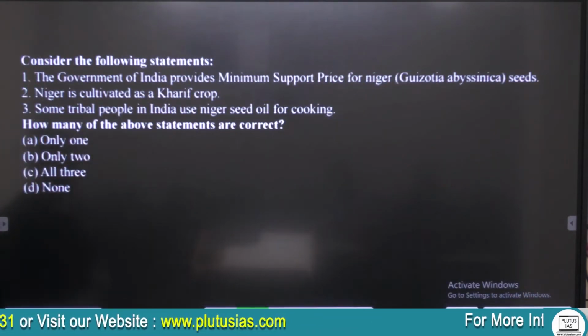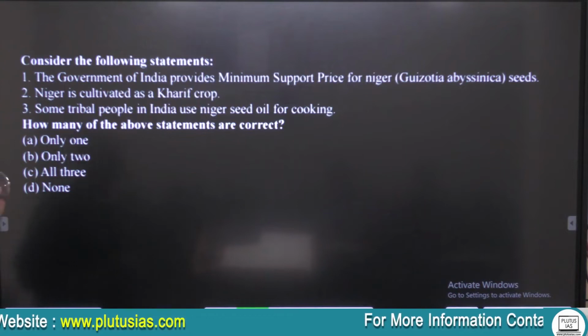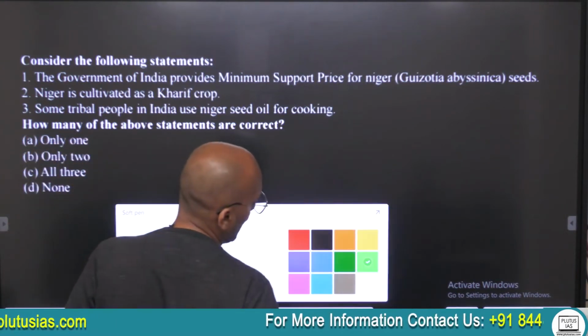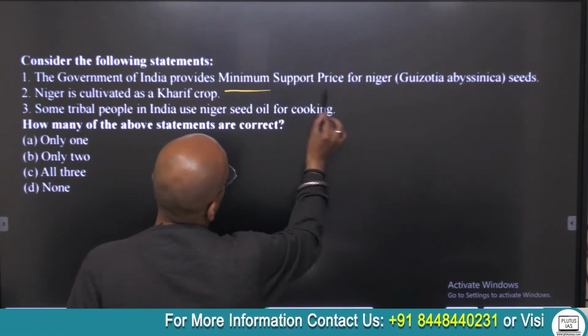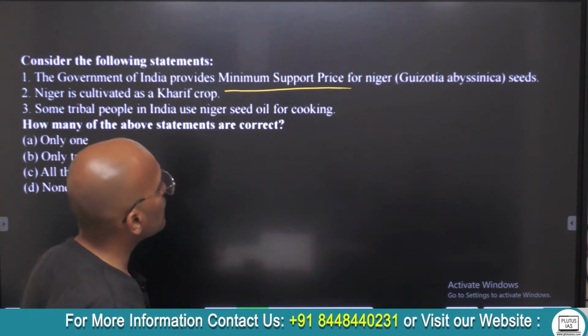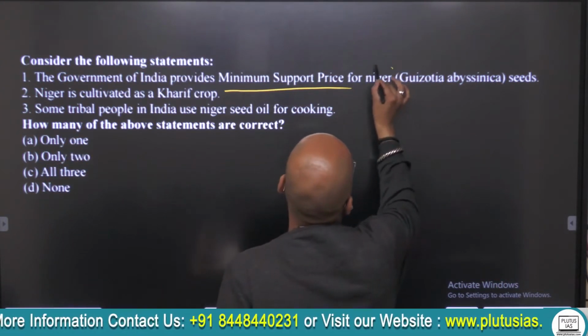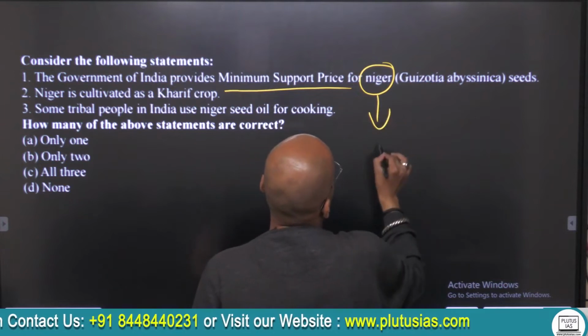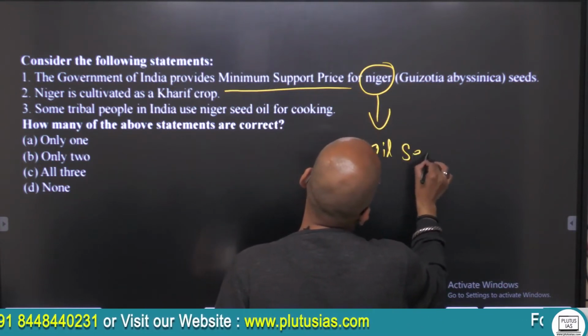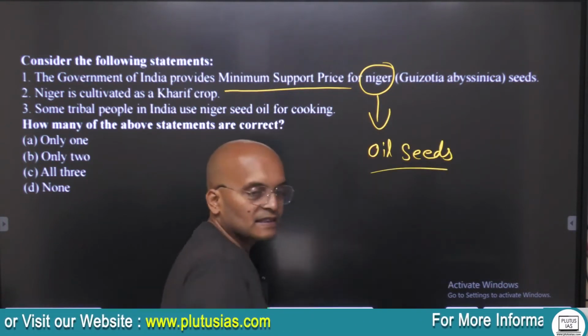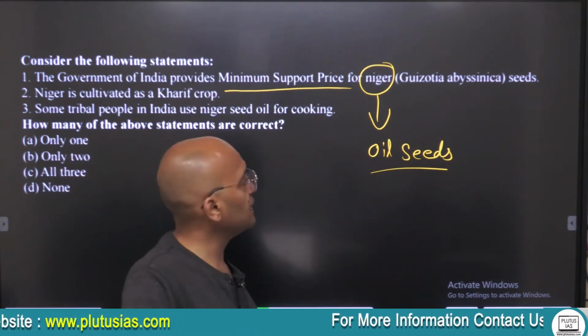Next is, consider the following statements. The government of India provides MSP, minimum support price, for Niger. Now, this term was there in agriculture. Niger are oil seeds. This is a type of oil seed.